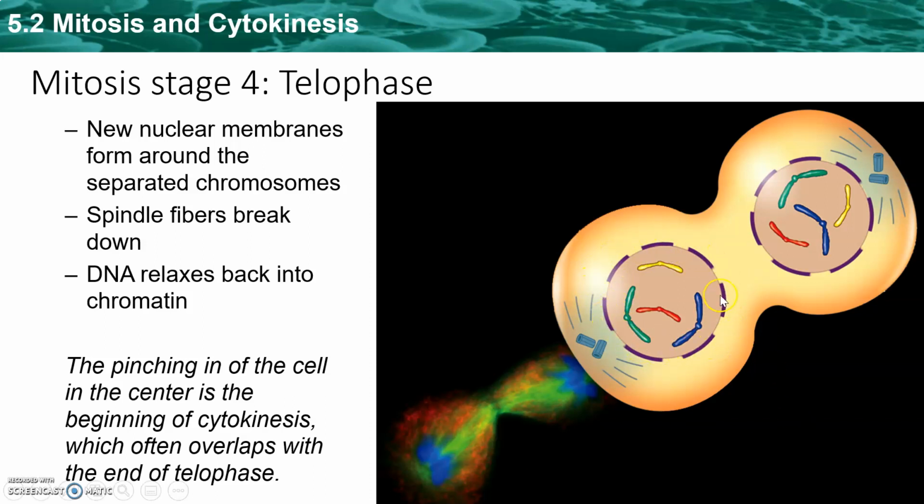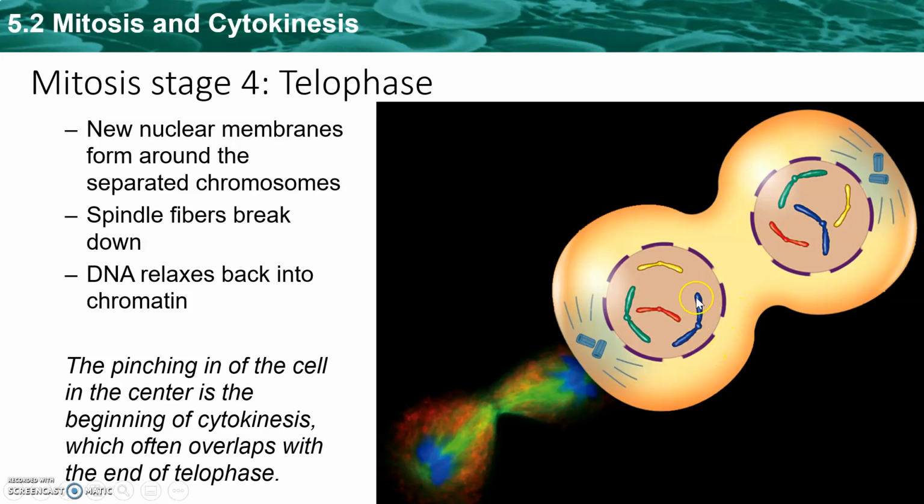This dark purple nuclear membrane is starting to form again around both of those nuclei. Spindle fibers are going to finish breaking down. We don't see very many spindle fibers left at this point. They're not really needed anymore because we've already moved the chromosomes, and the function of the spindle fibers is to move chromosomes. And then finally, the DNA is going to relax back into its chromatin state.